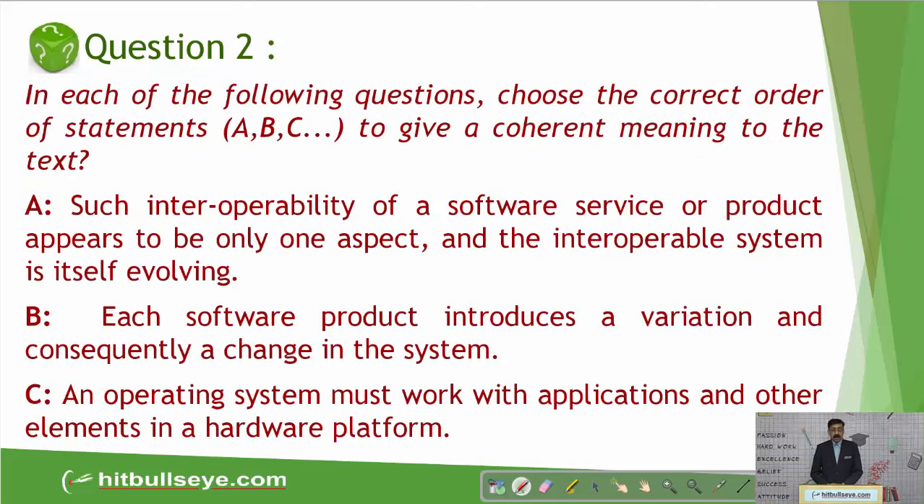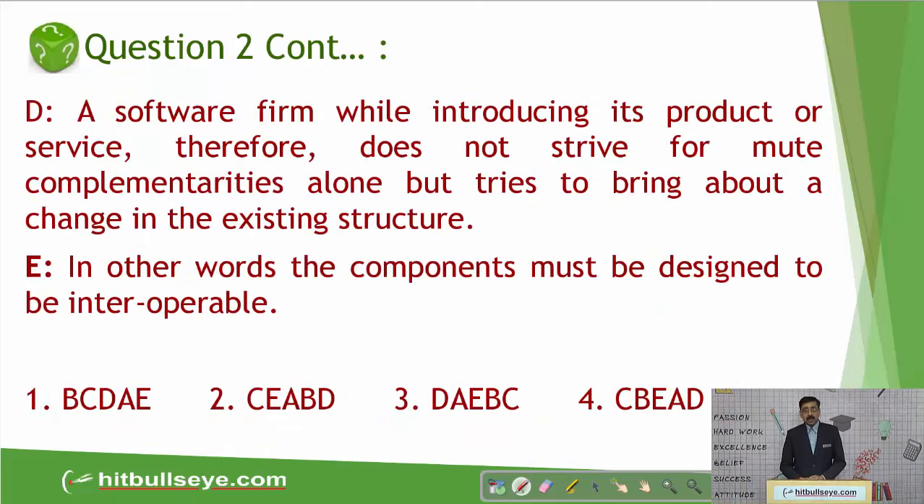Now B says each software product introduces a variation and consequently a change in the system. So it is talking about why operating system must work with the application and other elements in the hardware platform. E says in other words. It is for sure that when you use the phrase in other words, it has to be something before this. So after C, B will come. So answer is pretty clear now. Answer is CBEAD, that is option number 4.